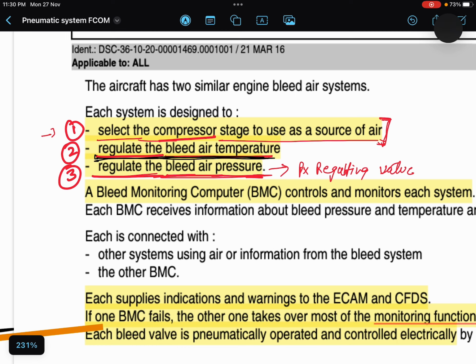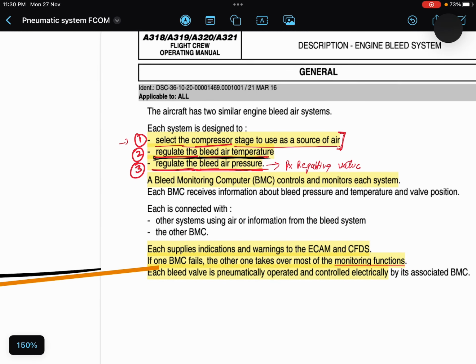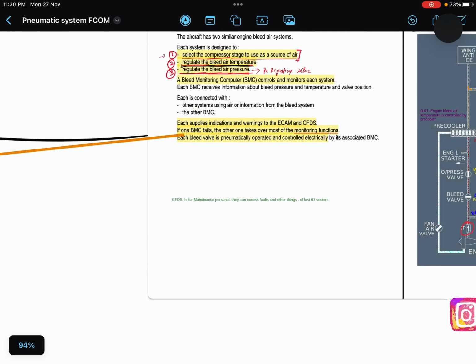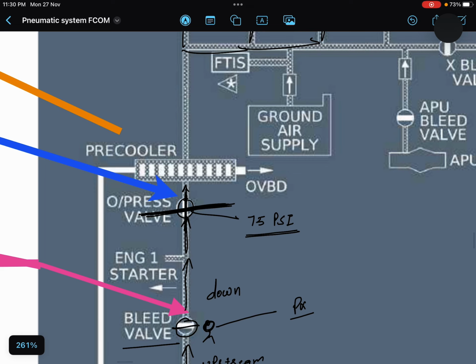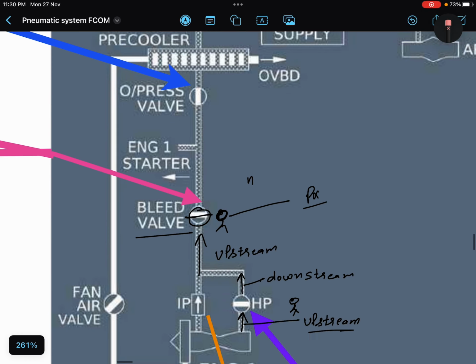This beautiful system can regulate the bleed air temperature. So whatever amount of bleed is going, this system can regulate the temperature of this bleed. How? With the help of the pre-cooler. Now, how does the pre-cooler cool down the bleed?